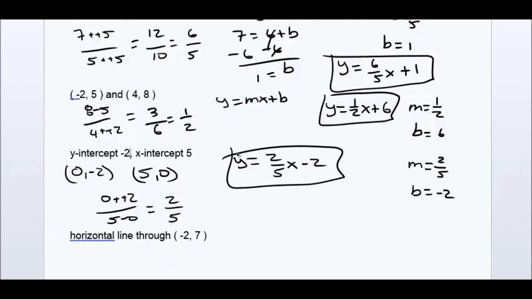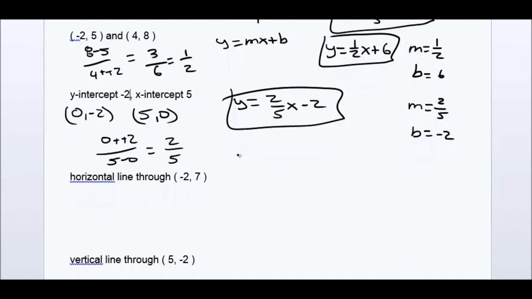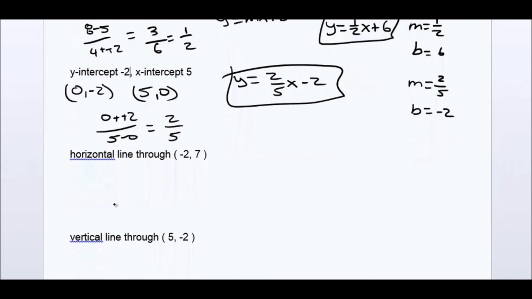Okay, a few more. So we have a horizontal line. Horizontal line means your slope is 0. And if your slope is 0, remember, y equals mx plus b. If your slope is 0, then 0 times your x is just 0, because 0 times anything is 0, then really you have y equals b. And if your y is 7, then b is 7. So really you have y equals 7.